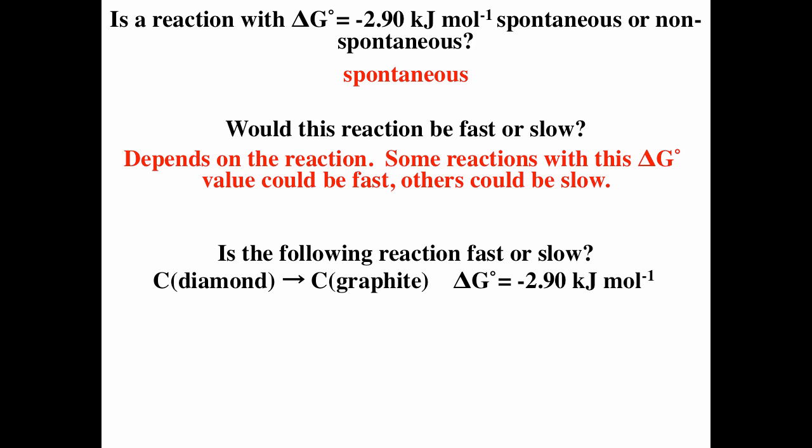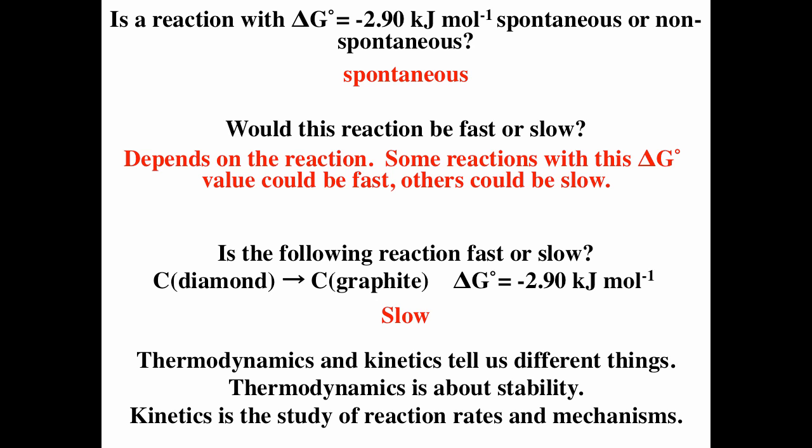Now, an example of a reaction with this delta G naught would be diamonds going to graphite. Now, this graphite is more stable, so we know eventually all diamonds should turn into graphite, but the kinetics is so slow, we do not have to worry about it in our lifetime. And so thermodynamics tells us that the graphite is more stable. Kinetics tells us that the reaction is so slow we don't actually have to worry about it over our lifetime.